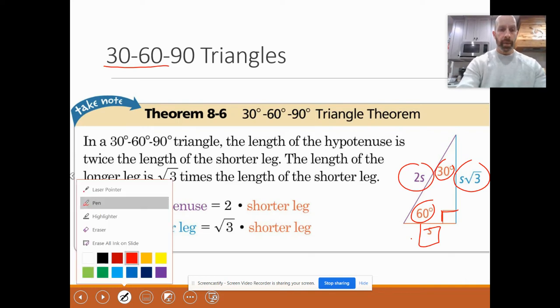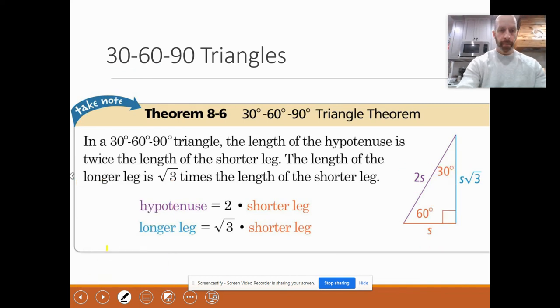So for example, if we knew the bottom side again was 7, let's say, then the hypotenuse is just 2 times 7, or 14, and the longer leg is just going to be 7 square root of 3. It's that easy.